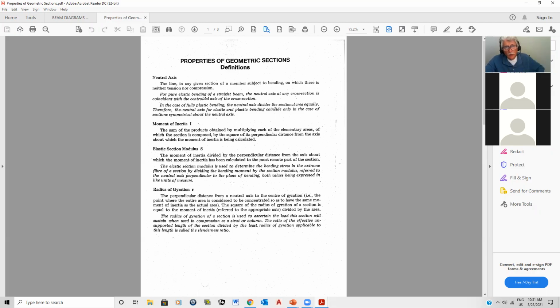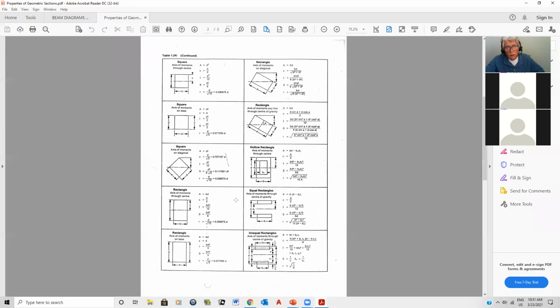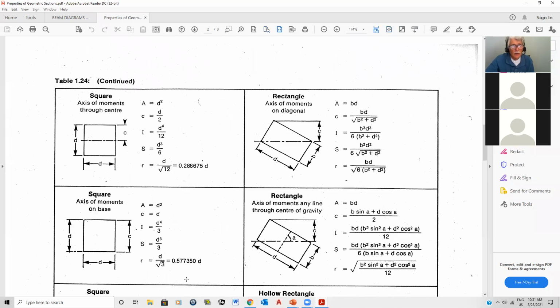Now, what you have here are very typical geometric shapes. I'm going to expand this a bit. You're going to get a copy of this table, and you find this in most handbooks. For example, if I have a square and I want to know the area, I just take D and square it. If I want to know where the centroid is, I take half of D. If I want to know the moment of inertia with respect to the centroidal axis, this is the formula. If I want to know the section modulus or the radius of gyration, here are the formulas.